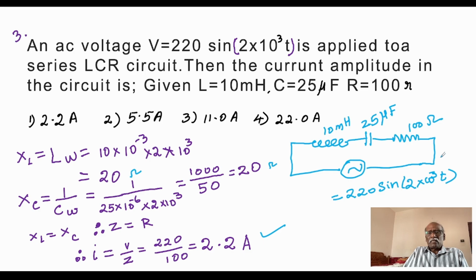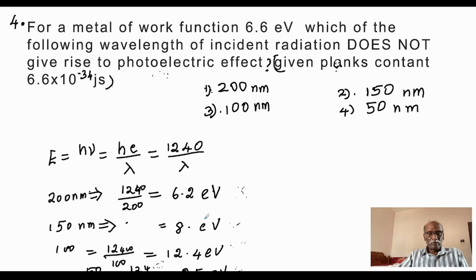In an LCR circuit, this is a straightforward question. Simply we have to substitute the values of L, C and R, and find out L omega and C omega. Since both are equal, they cancel each other, and only the resistor is left. Then the total impedance is the resistance alone, which is 100 ohm. Now 220 by 100 gives you 2.2 ampere. This is the answer. Simple.